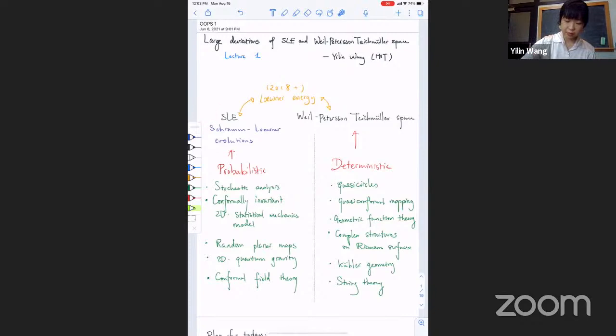SLE, full name Schramm-Loewner evolutions, are families of random planar curves without self-intersection. So they're totally probabilistic objects. And if you look into SLEs, you will see the tools that people use are from stochastic analysis, where you see martingales, the Girsanov theorem, and Bessel processes. And they were introduced to describe conformally invariant 2D statistical mechanics models.